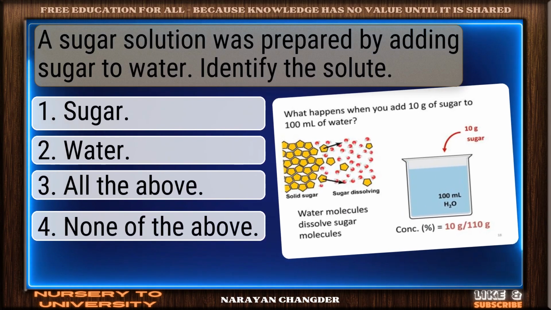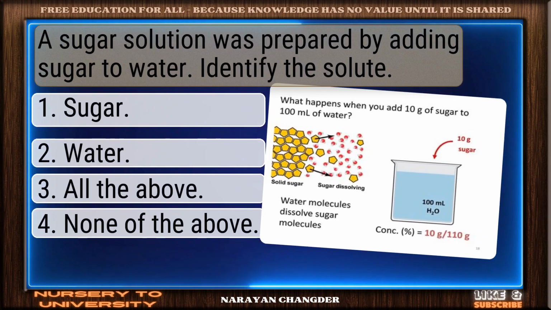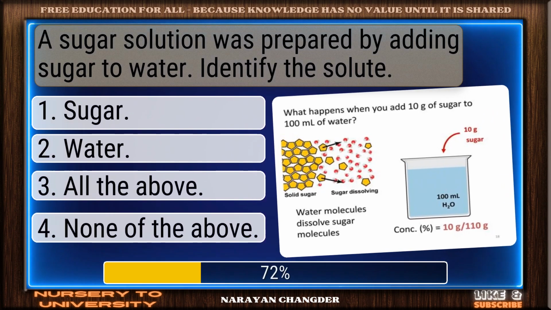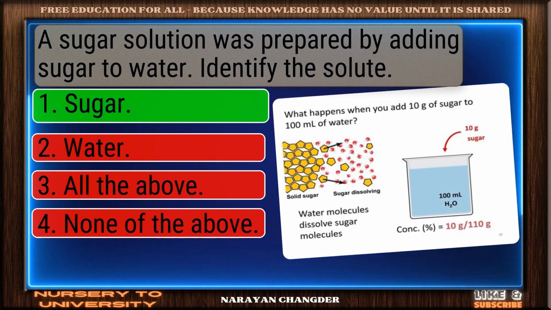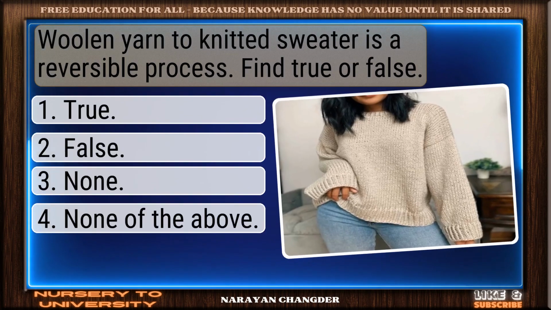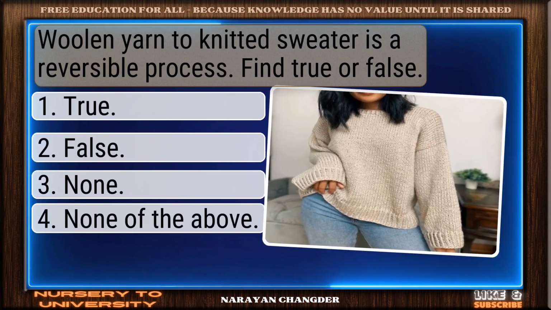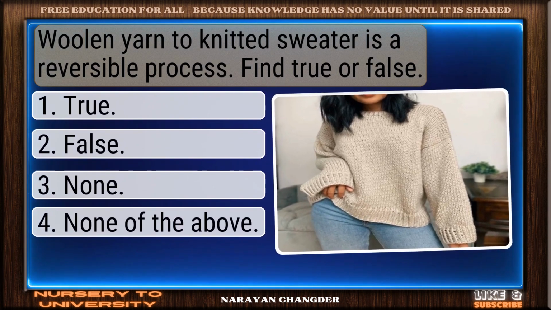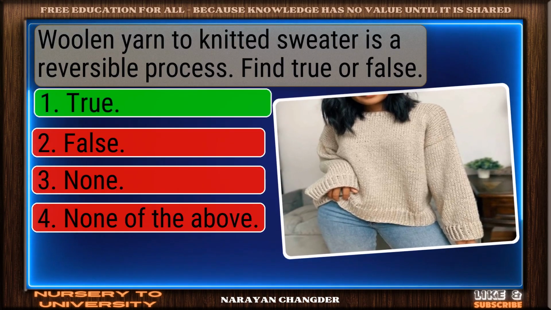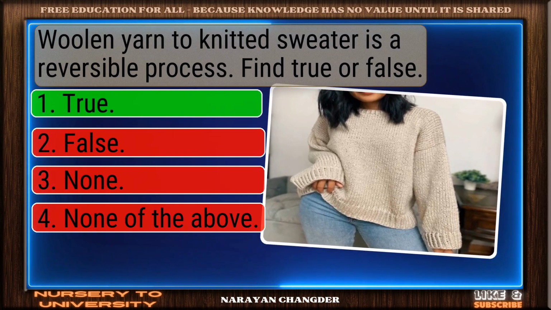A sugar solution was prepared by adding sugar to water. Identify the solute. You got it. Your choice sugar is right. Woolen yarn to knitted sweater is a reversible process. Find true or false. Strong choice. True is the right answer.